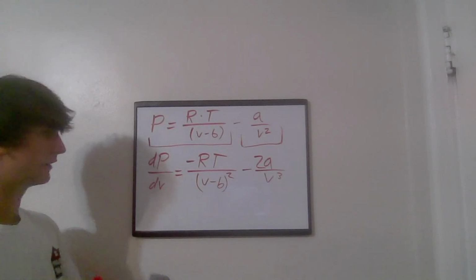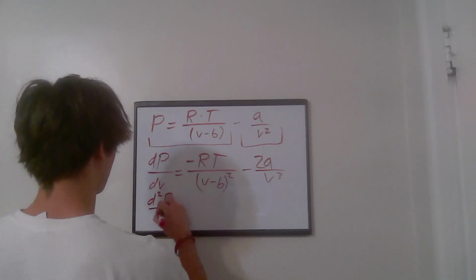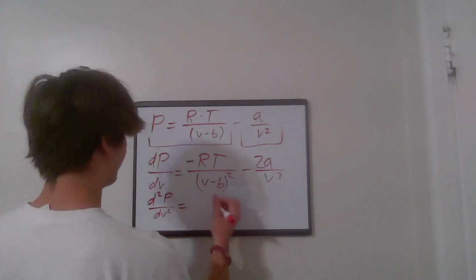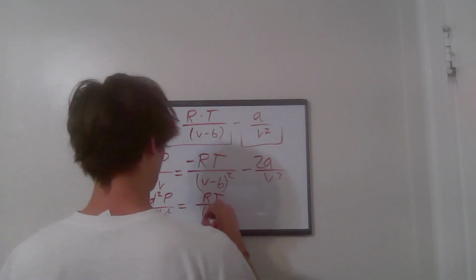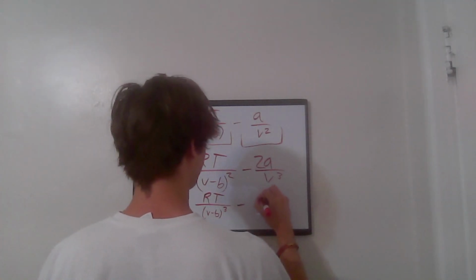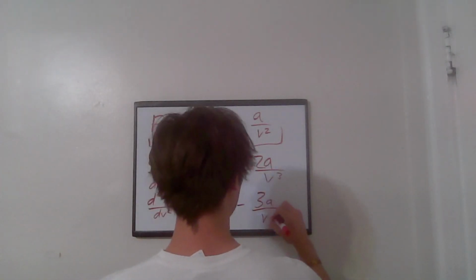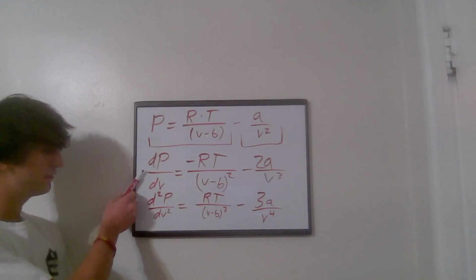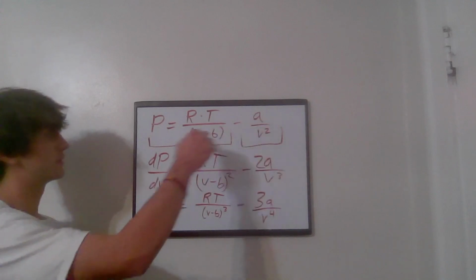And then let's do it again. Let's derive again. So it's going to be our second derivative. That's going to be positive RT over our V minus B cubed minus 3A over V to the fourth. So now we have our first derivative, and we also have our second derivative of our first equation.